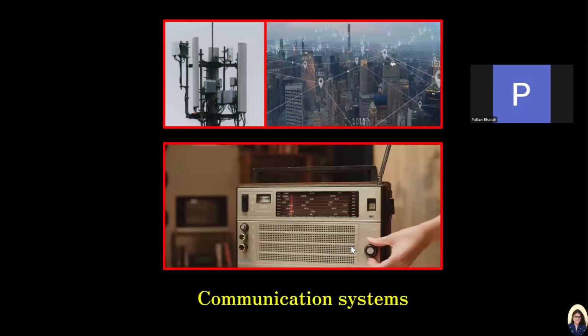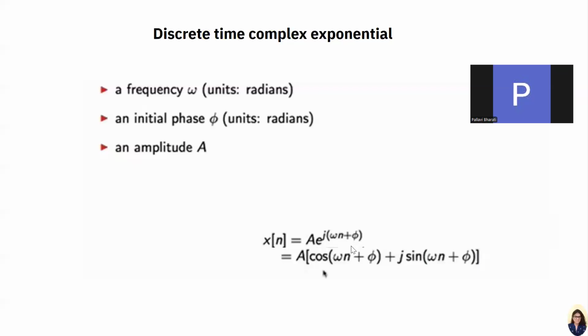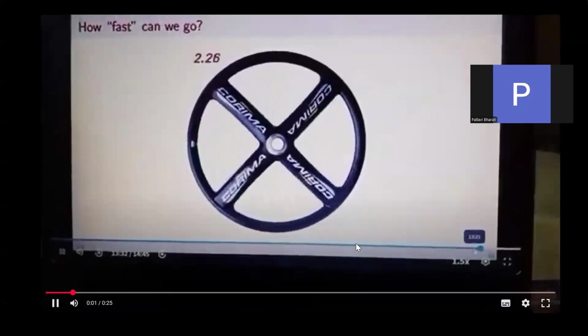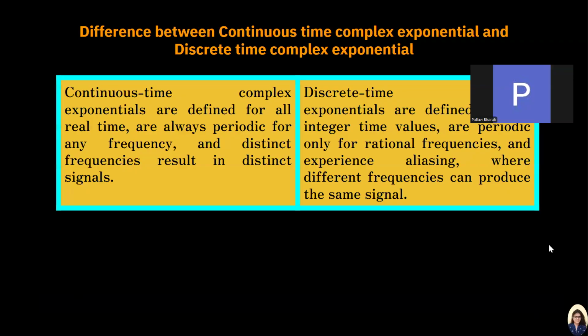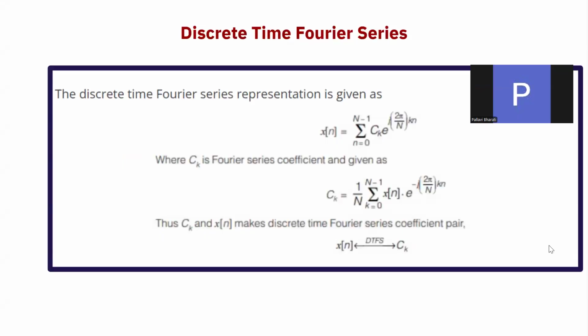We have already done these things. So we studied about the discrete time complex exponential also. Now it's our turn to study the properties of the discrete time Fourier series. So this one was the formula for the discrete time Fourier series. Now discrete time means the signal representation will be given by x of n. And the counterpart of that in the Fourier domain will be ck, or sometimes we denote it by xk.